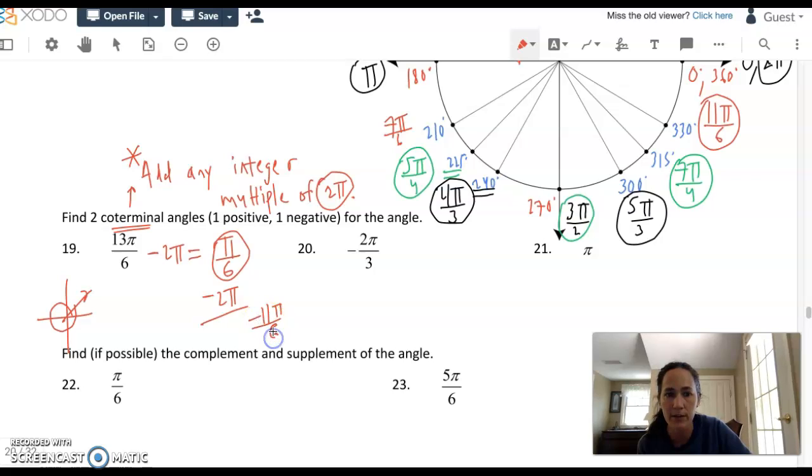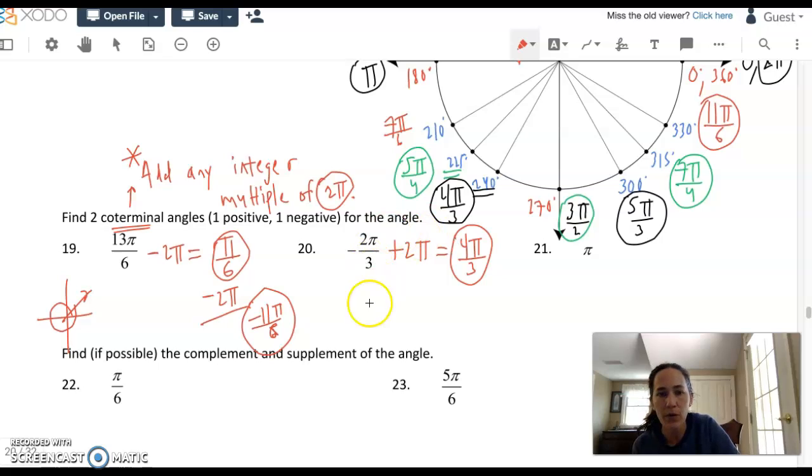I'm going to try this one last time. Let's try it with negative 2 pi over 3. If we add 2 pi once, we should get a positive coterminal angle. So adding 2 pi is like adding 6 pi over 3. You get 4 pi over 3. That should fall in the exact same spot. And if I want a negative coterminal angle, just to finish it off, you can subtract 2 pi. So minus 6 pi over 3 gives you negative 8 pi over 3.